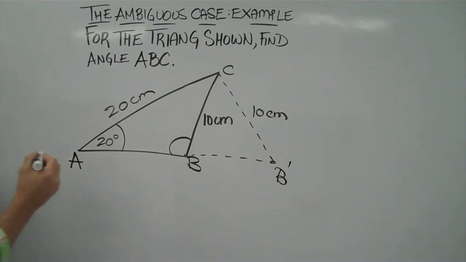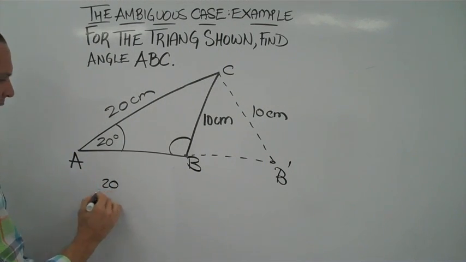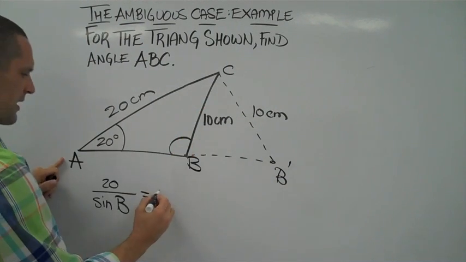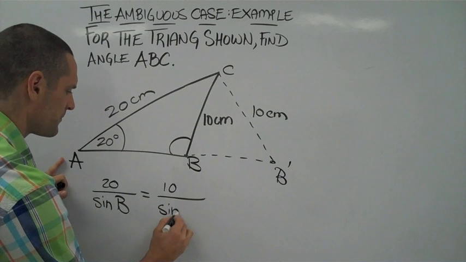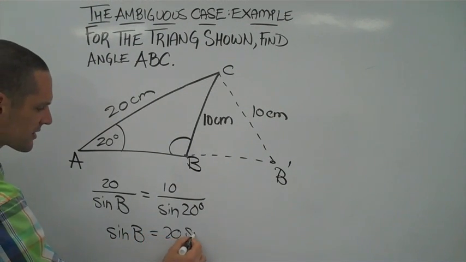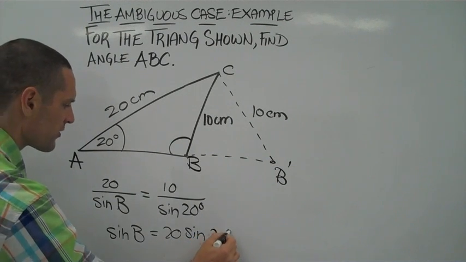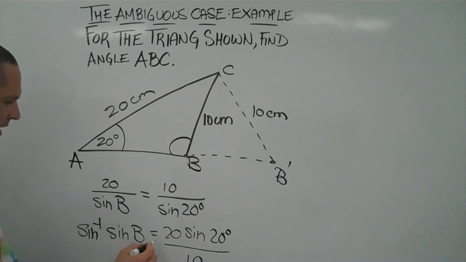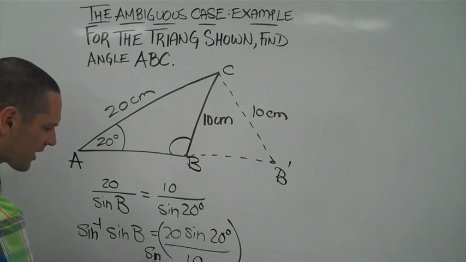I can use the sine rule. I can say that 20 over sine B is equal to 10 over sine 20 degrees. If you cross multiply and solve for B, we're going to get sine B is equal to 20 sine 20 degrees, and sine B was times 10, divide both sides by 10. We're solving for sine B, so we're going to have to take the inverse sine of both of these. So I'll take the inverse sine of this.